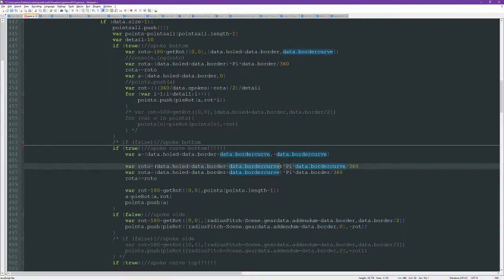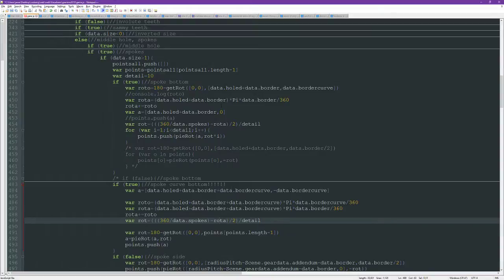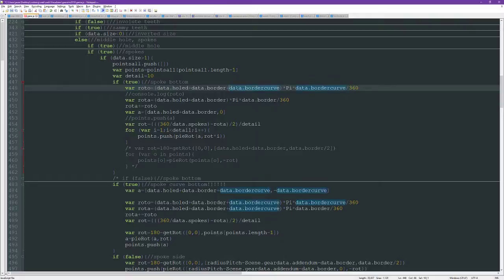I really feel like this stuff doesn't matter, but whatever. Oh wait, never mind, I guess it does. Okay, so we got the border curve, and we got the border. We plus those two together, and that gives us the offset to this thing. Which goes there. Which means this is wrong. You are that without the extra this.